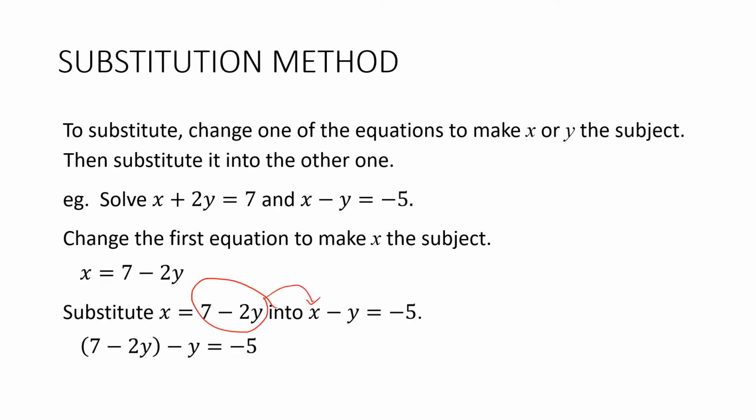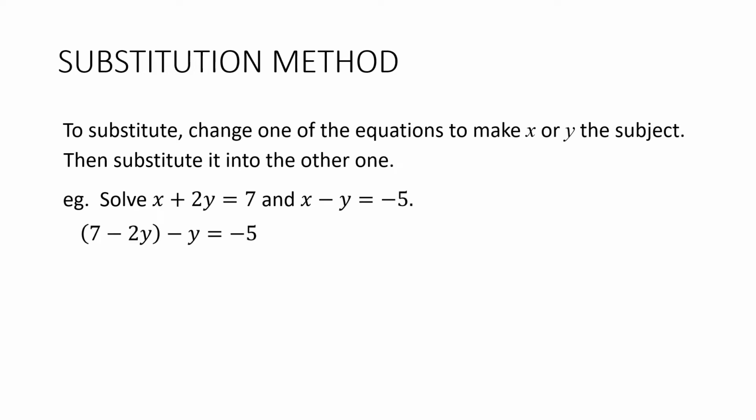And don't forget your brackets. Now tidying up that left-hand side. In this particular instance, the brackets weren't important, but as a general rule, put them in. 7 take away 2y, take away y is 7 take away 3y. Now let's take the 7 over the other side, becomes minus 7. So I've got minus 3y is equal to minus 12.